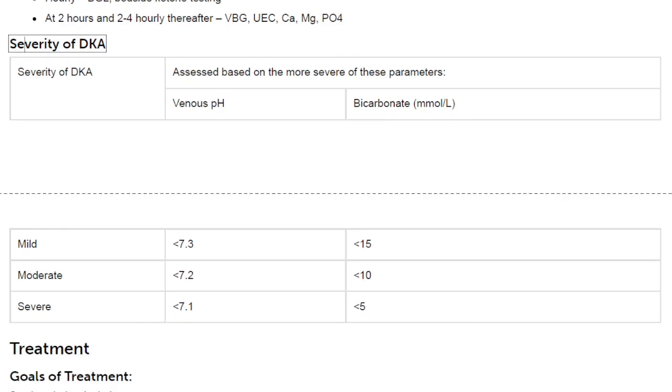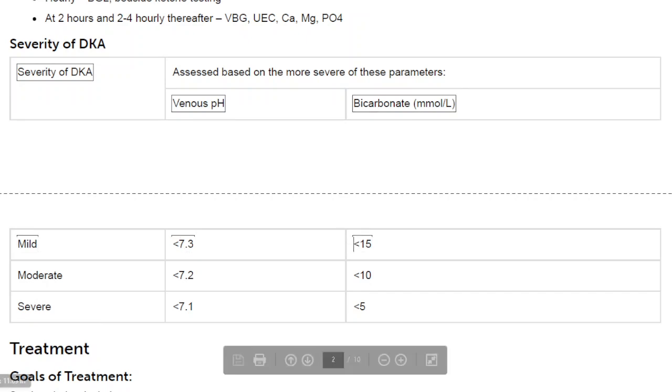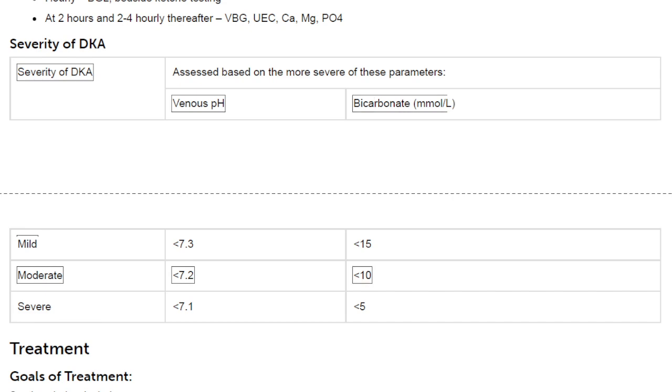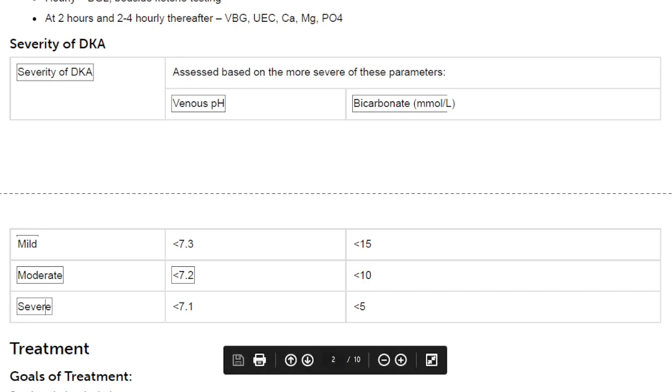Severity of DKA. Mild. Assessed based on the more severe of these parameters. Venous pH less than 7.3. Bicarbonate less than 15. Moderate. Venous pH less than 7.2. Bicarbonate less than 10. Severe. Venous pH less than 7.1. Bicarbonate less than 5 mmol/L.